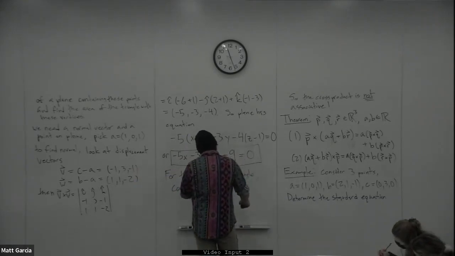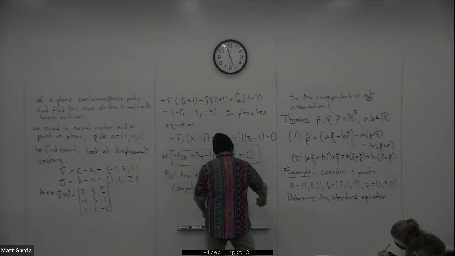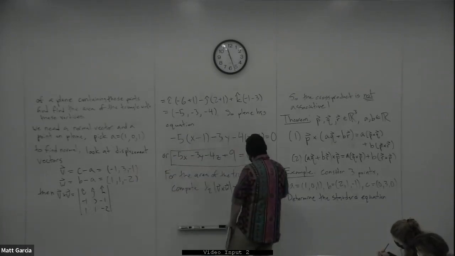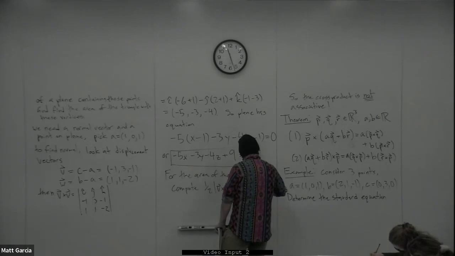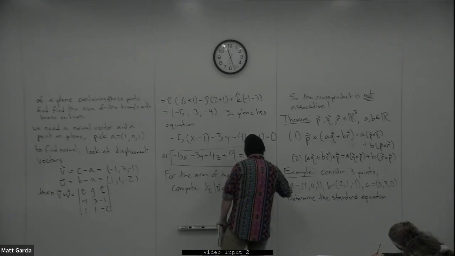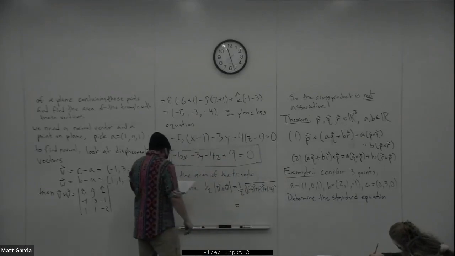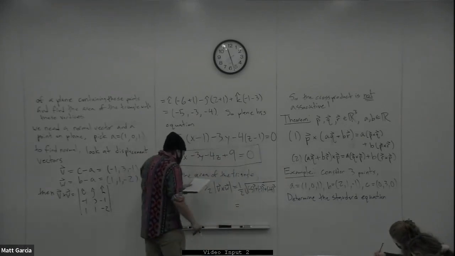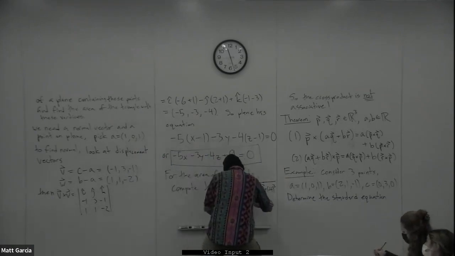1/2 times the magnitude of V cross W. Okay, so this is just applying our formula for magnitude, right? We get 1/2 the square root of -5 squared plus -3 squared plus -4 squared, which, if we do some arithmetic and simplification, comes out to be 5√2/2.